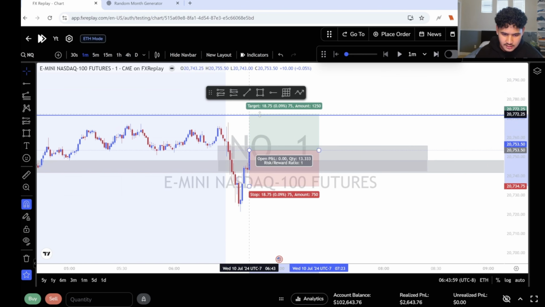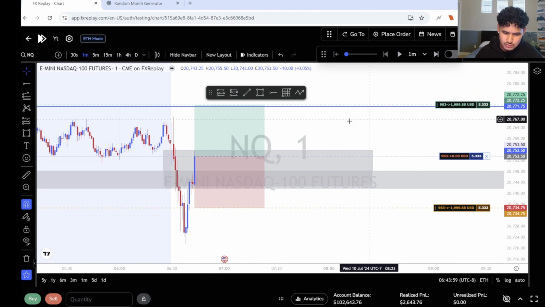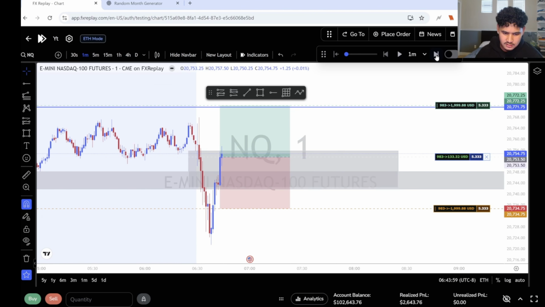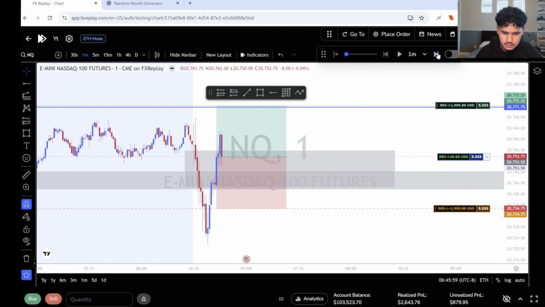So we'll place this right here. But yeah, don't really have a place to go break even though. So that's one con to this trade. Okay, play one more candle. Oof.